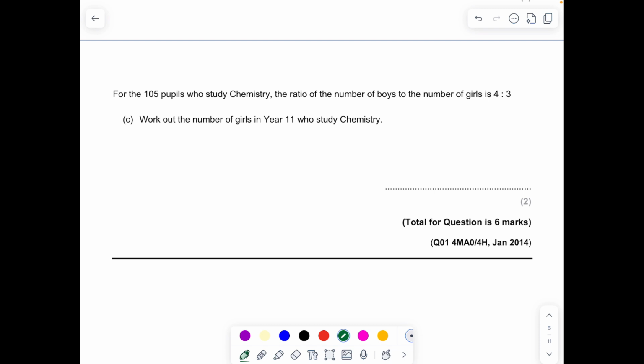Okay, here we want to know how many girls study chemistry. We know that the ratio of boys to girls is 4 to 3. So we're going to do 4 plus 3 equals 7 in total, and then 105 divided by 7 to give us how much one part is, so 15. And then we know that girls are 3 parts, so we'll do 3 times 15, which gives us 45 girls.